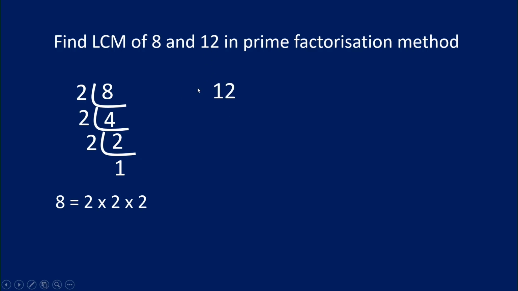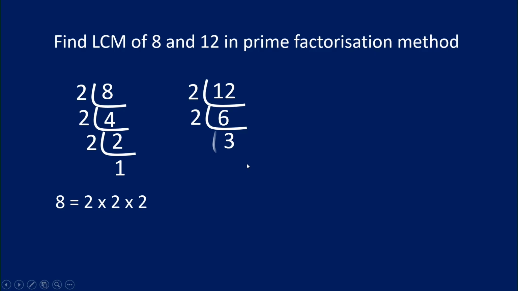In the same manner, we need to divide this 12 by prime numbers. As it is an even number, let us divide this by 2. How many times 2 is 12? 2 into 6 is 12. Again, 6 should be divided by a prime number. As it is an even number, we take 2 into 3.